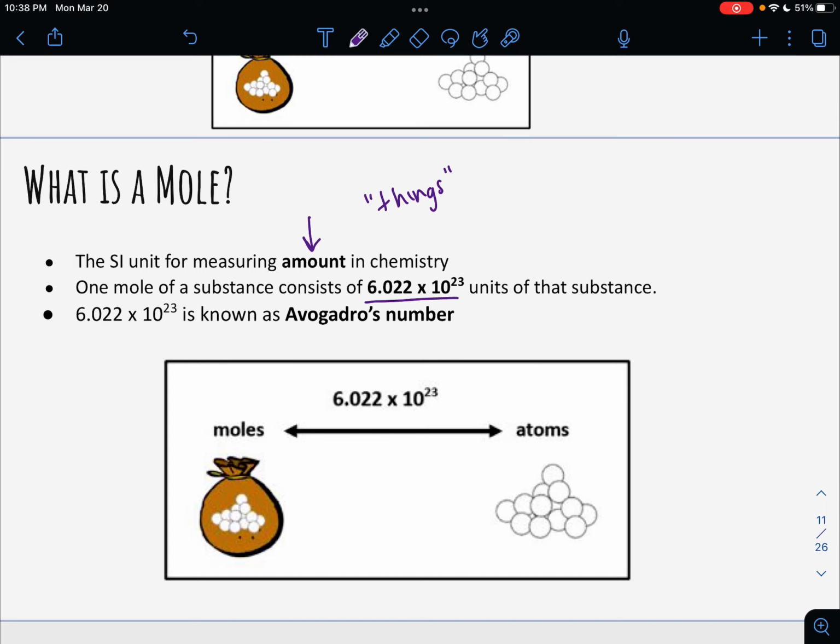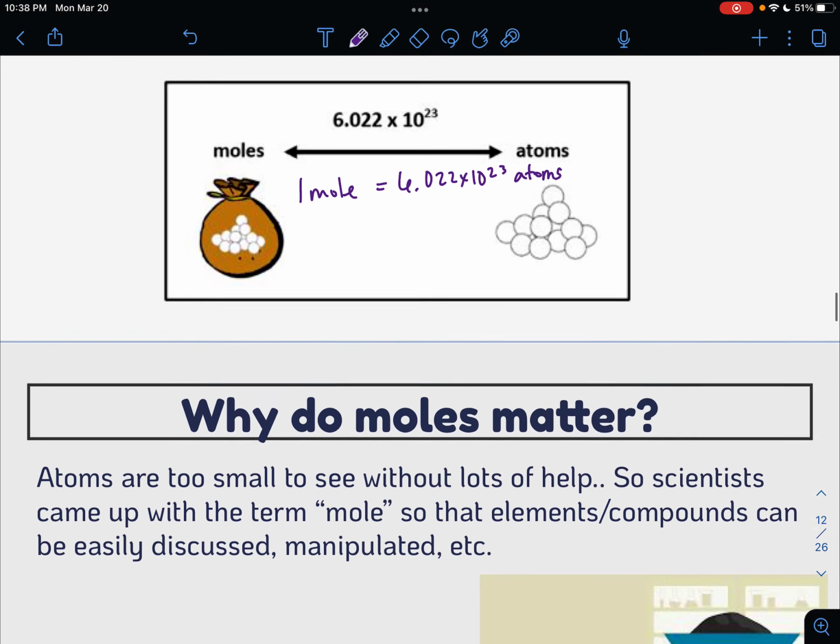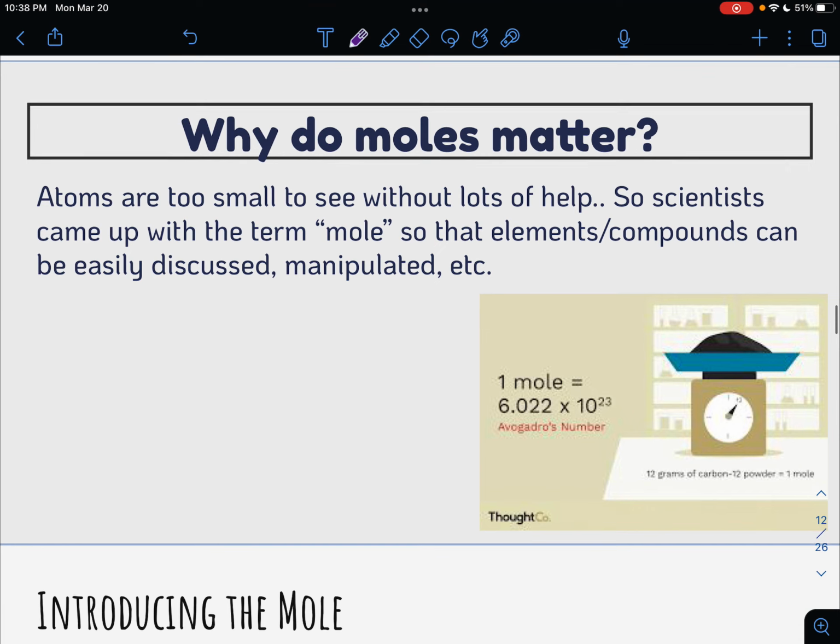Okay, so just like if we were to say 1 dozen equals 12, we can say 1 mole equals 6.022 times 10 to the 23rd atoms. Okay, so we're going to practice using this conversion here in a minute.